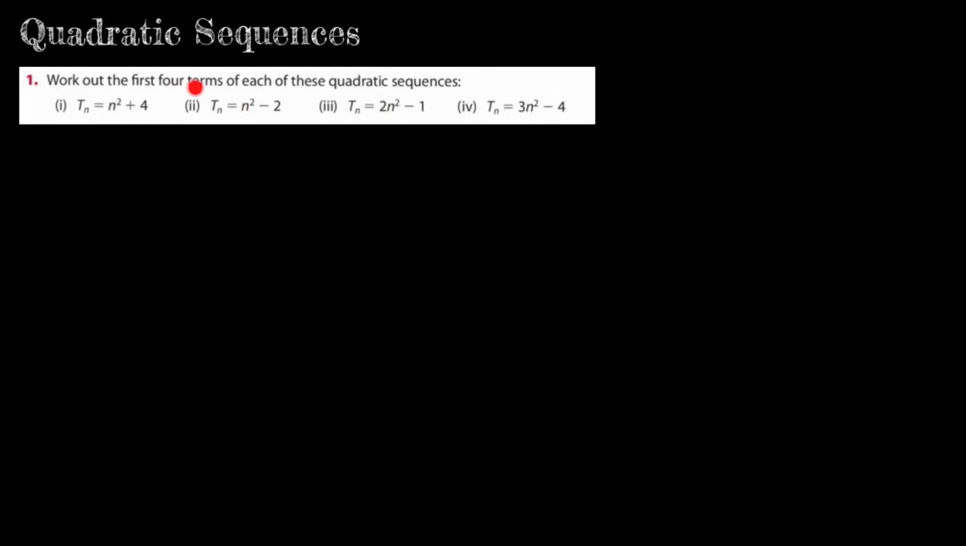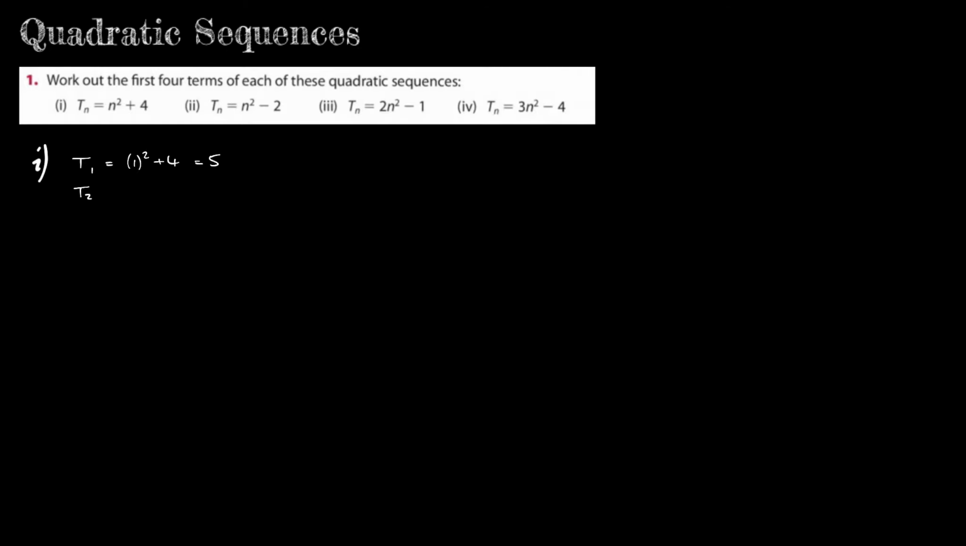They want you to find the first 4 terms. So I'm just going to do the first one there. So t of n is equal to that. So I need to be able to put in t of 1, which is equal to 1 to be squared plus 4. 1 squared is 1, plus 4 is 5.